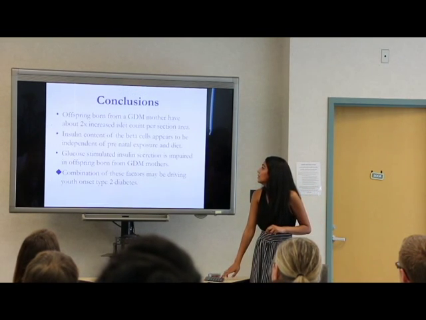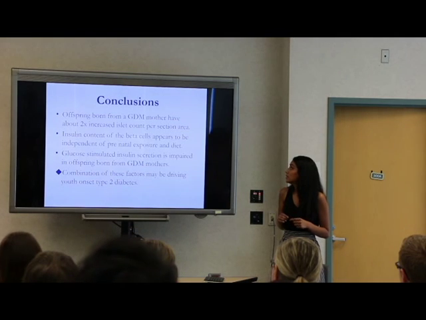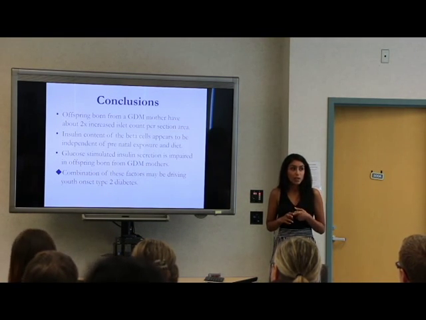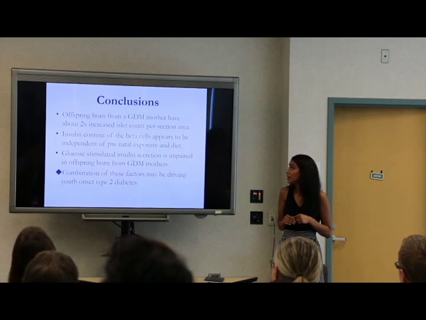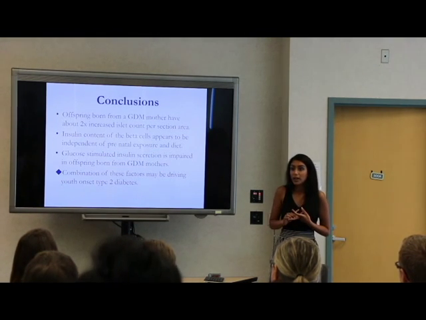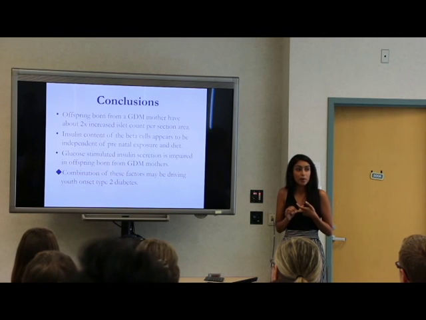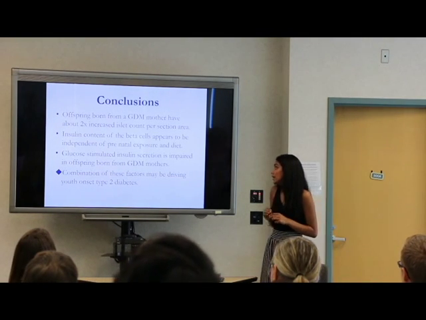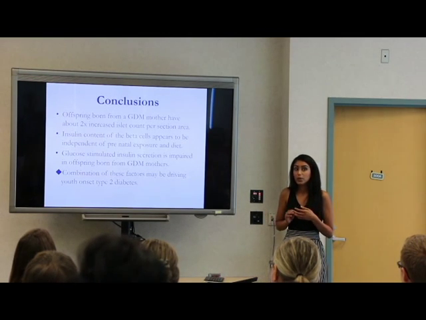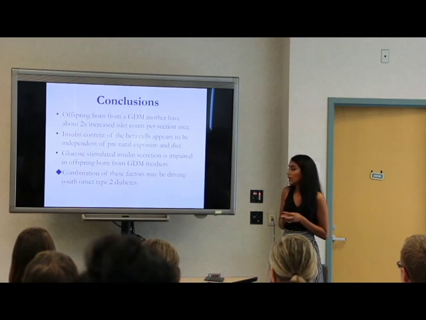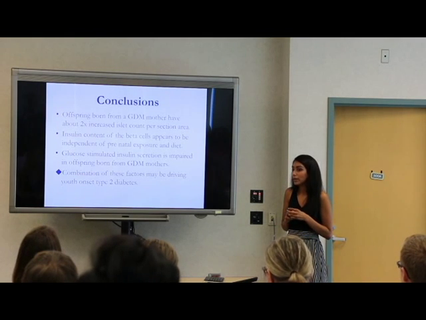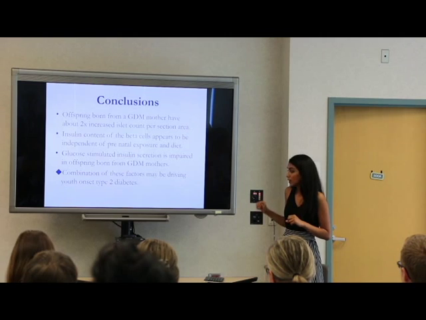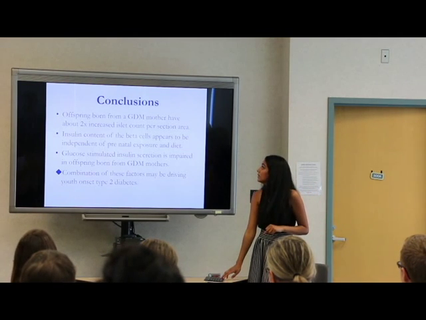So in our conclusions, through our vessel violet staining data, we saw that there's twice as many islets per section area in offspring born from a GDF pregnancy. From our immunofluorescence data, we think that insulin content seems to be independent of prenatal diet and postnatal diet. And through our ex vivo and in vivo glucose-stimulated insulin secretion, we saw that insulin secretion was impaired in offspring born from a GDF pregnancy. So we think a combination of these effects are driving new-onset type 2 diabetes.